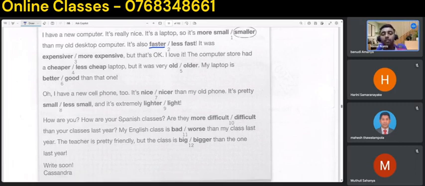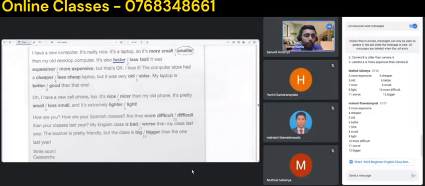Students, before I tell you all the answers, can you all send me the correct answers for these questions? There are altogether 12 questions. You need to select the right answer. First one and two are already done. So what we have to do is start from question number 3 till question number 12, send me the answers in the Google chat, then we can discuss. Sakula: more expensive, cheaper, old, better, nice, small, light, more difficult, worse, bigger.